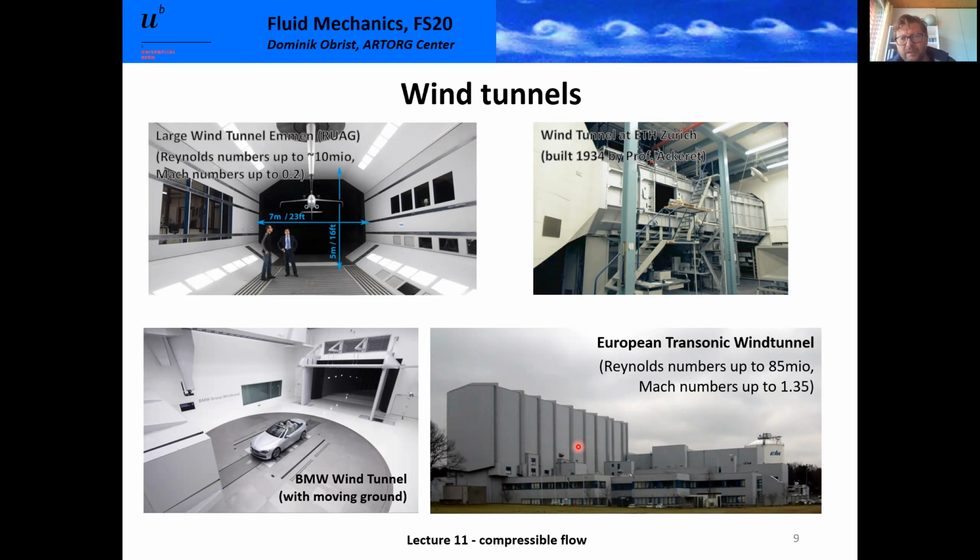It's a transonic wind tunnel, so you can go up to high Mach numbers, Mach 1.35. So you can not only match Reynolds numbers up to 85 million, which is really large, you can also match correct Mach numbers. So quite a sophisticated system, but you see it's large. This is a costly investment to have such a wind tunnel.